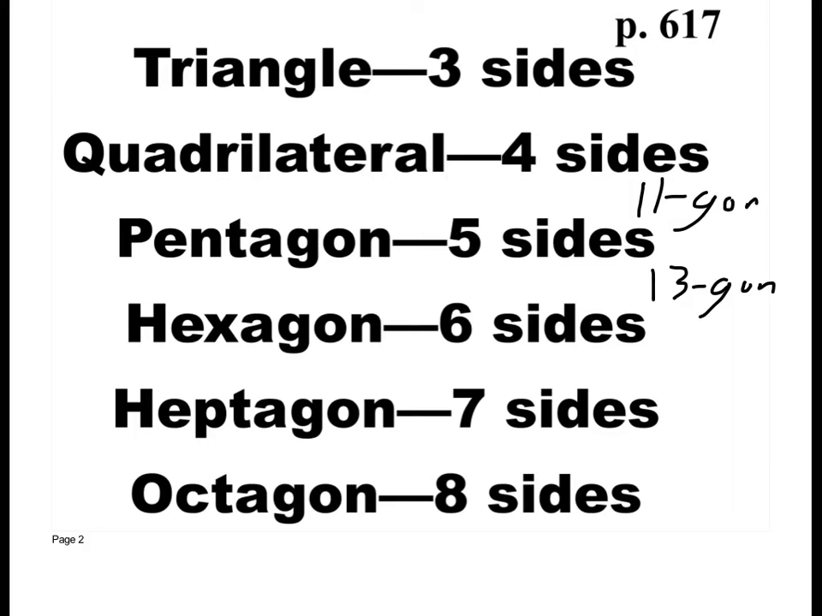A 1,000-sided polygon would be 1,000gon, right? Easy enough.